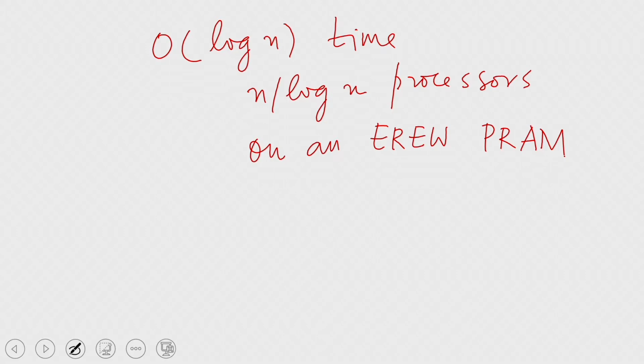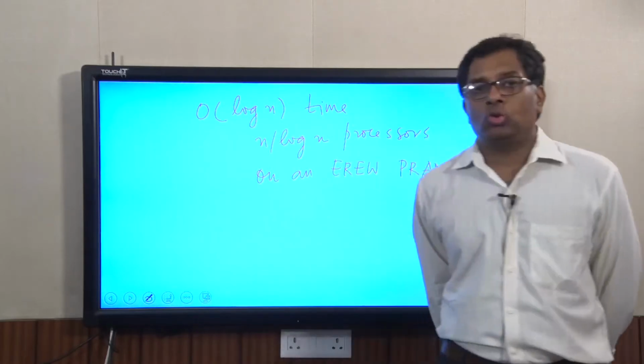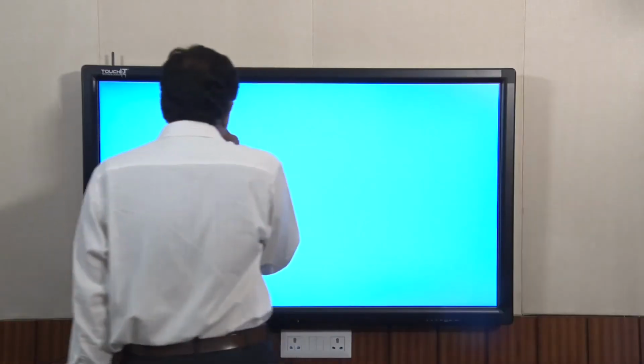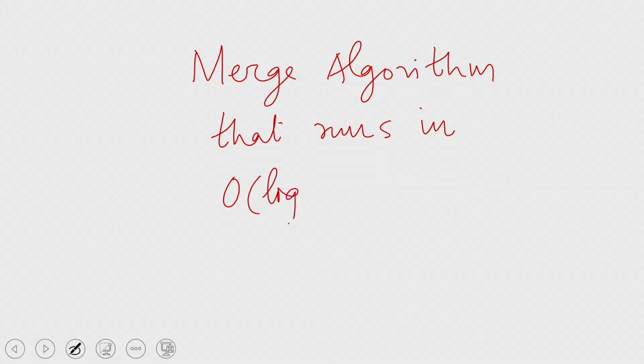So those were some of the applications of the optimal list ranking algorithm, and in each of the applications we found an algorithm that runs in order of log n time using n by log n processors on an EREW PRAM. So now we move on to the next topic. The next topic is a merge algorithm that runs in order of double log n time.